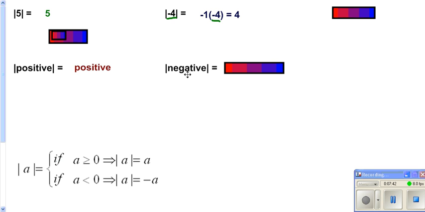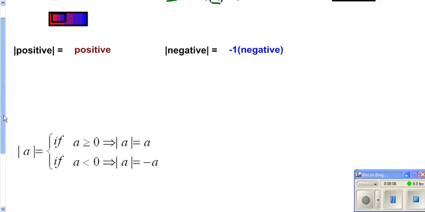But when it's a negative on the inside, you know you've got to get a positive answer, and all it does is take the inside and multiply it by that negative 1, just like we did up here. We took the inside of our negative 4 from our absolute value and multiplied it by a negative 1. And you know a negative times a negative is your positive answer.